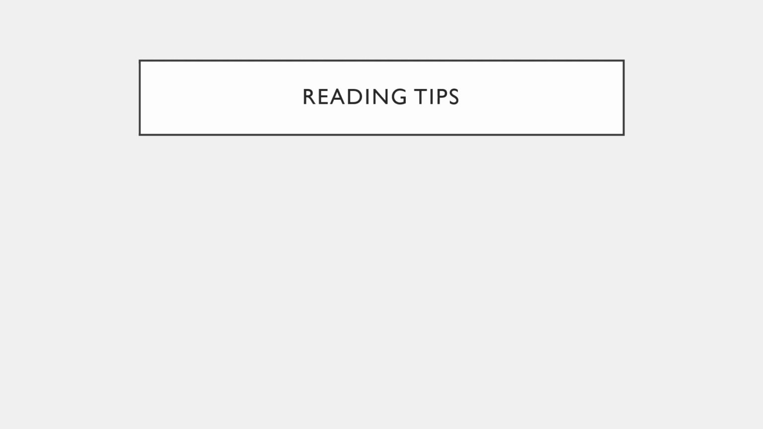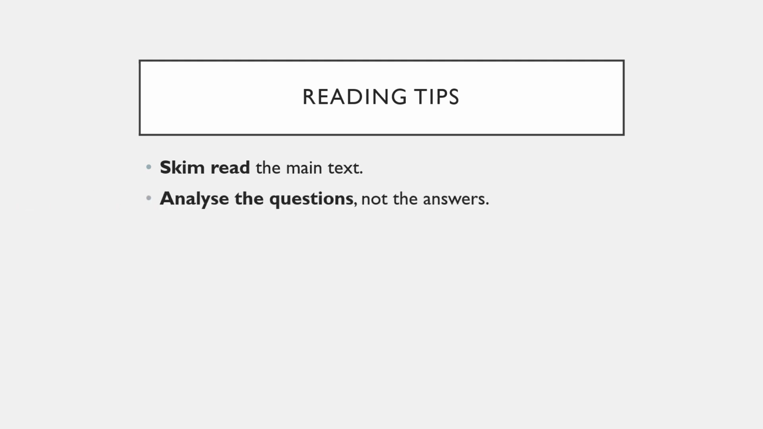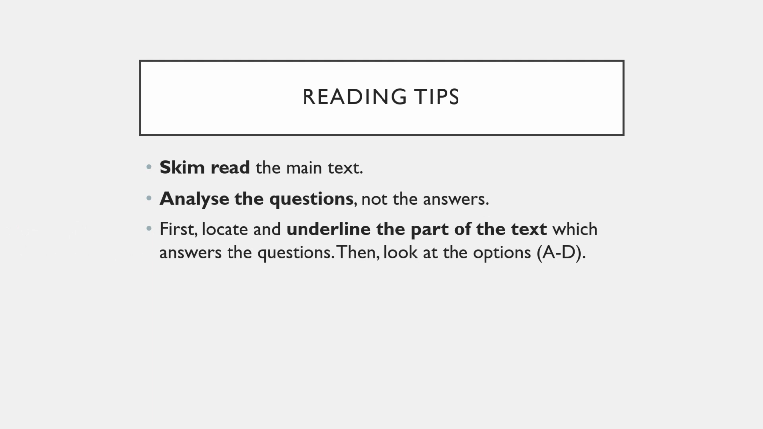So now we've looked at what you need to do and what you're being tested on. But how should you approach Part 5 of the exam? First of all, skim read the main text to try and understand the main ideas of it. When it comes to the questions, you need to make sure that you analyse them. Be sure that you understand exactly what the question is asking. Then, you need to locate and underline the part of the text which looks like it contains the answer.